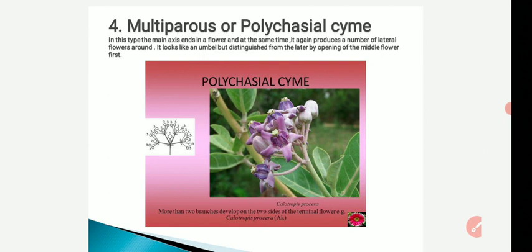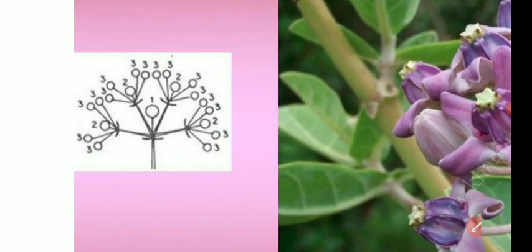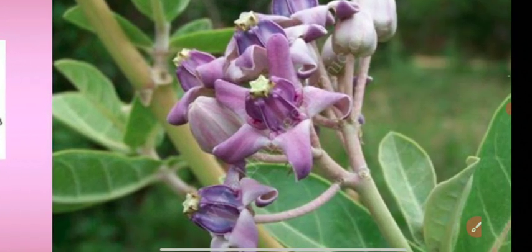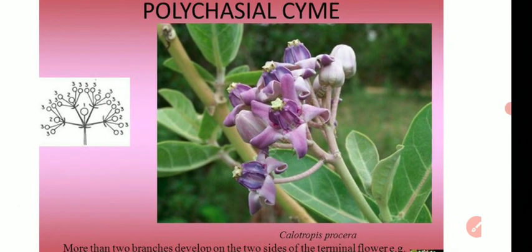Look here at the diagrammatic representation of the floral arrangement. The main axis of the plant shows the emergence of the first flower. From the base of the first flower there is a second flower. Two second flowers are formed. Two new flowers are developed. From the base of the second flowers there is again development of other flowers, and such a flower arrangement is called a polychasial type of cyme inflorescence, and the best example is shown here, Calotropis.